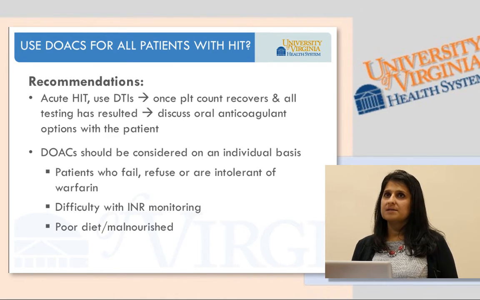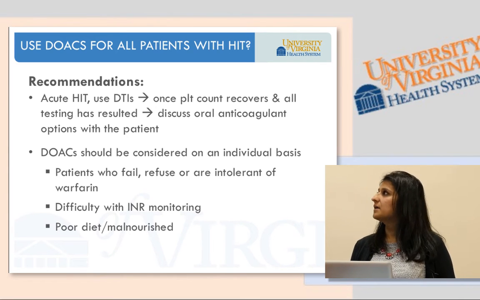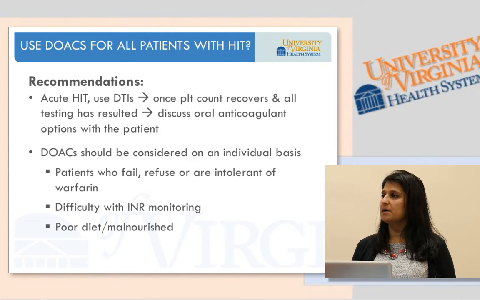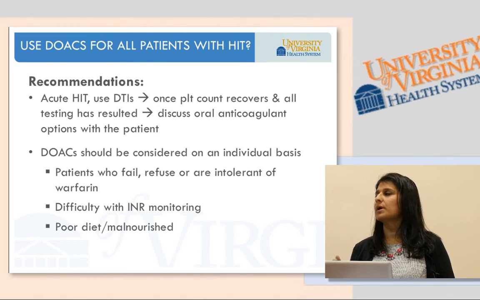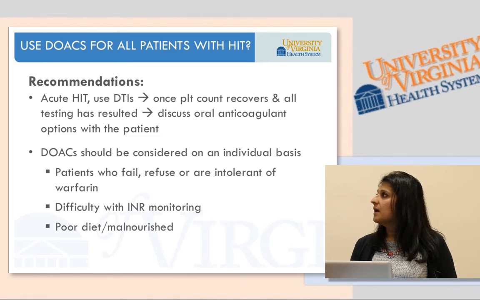So what would I recommend? For somebody who has acute confirmed HIT, I would still recommend using DTIs as the first line. Once the platelet count has recovered, the patient is doing better, and all the testing has resulted, at that point we can have a discussion with the patient as to what oral agent they would like. We can talk about warfarin, we can talk about DOACs, and see what is most convenient from an insurance standpoint and the patient's affordability standpoint to then consider DOACs.